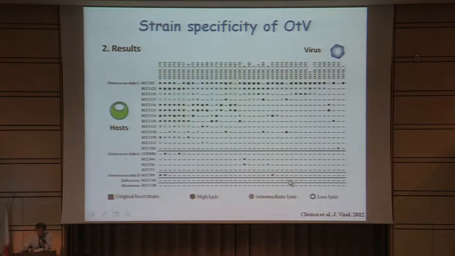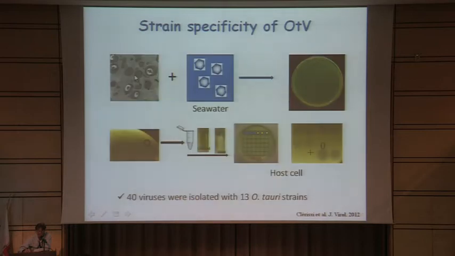And we got this kind of table because we got 40 different viruses that we isolated, and we had 13 different Ostreococcus tauri strains, so belonging to this species, and all isolated in the Mediterranean at different locations and at different times.